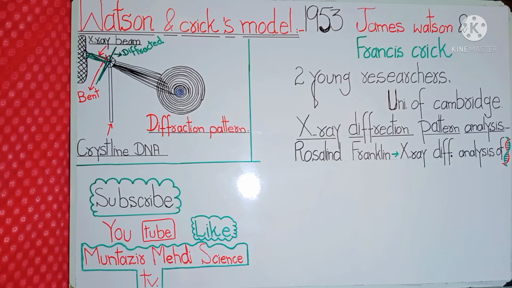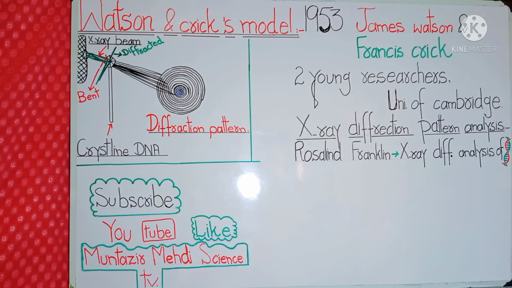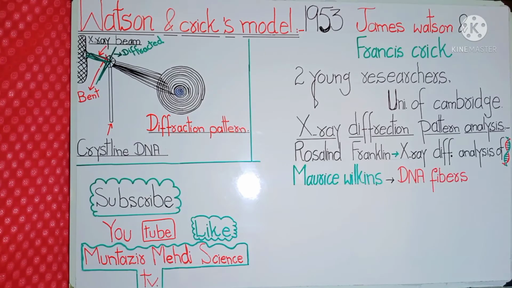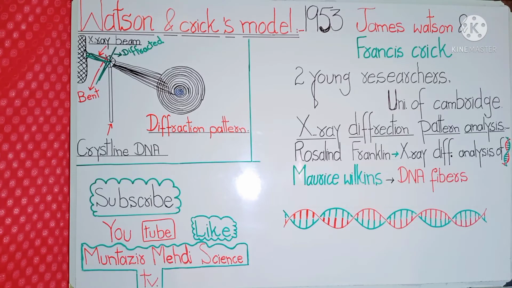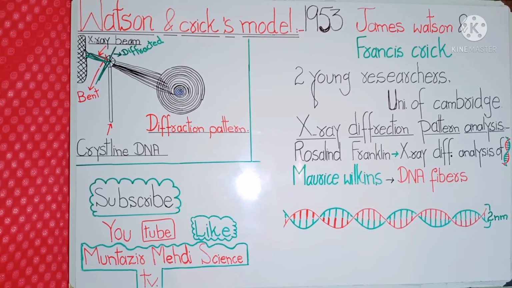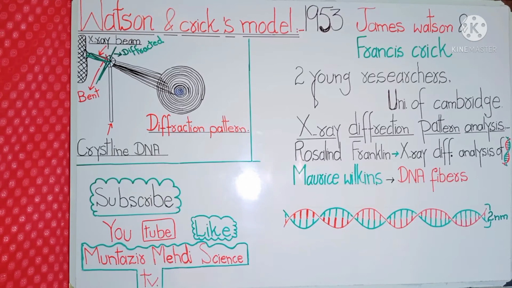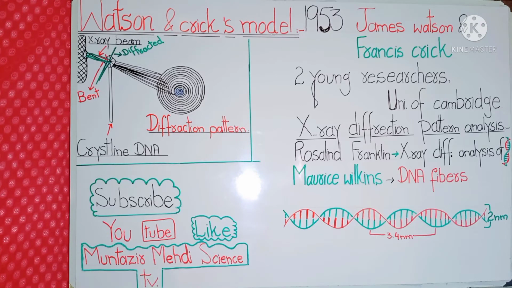Rosalind Franklin prepared this X-ray diffraction pattern of the DNA molecule in the laboratory of British biochemist Maurice Wilkins, who prepared DNA fibers. This diffraction pattern suggested that the DNA molecule had the shape of a helix that had a twisted form. It is the first point of the X-ray diffraction pattern analysis of the DNA molecule. The second point is that the helix has a diameter of 2 nanometers. The third point is a complete helical turn every 3.4 nanometers.